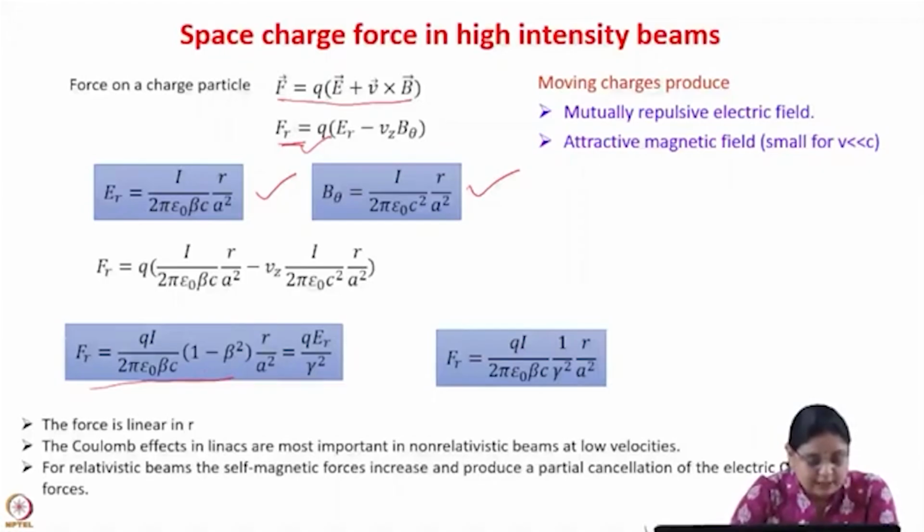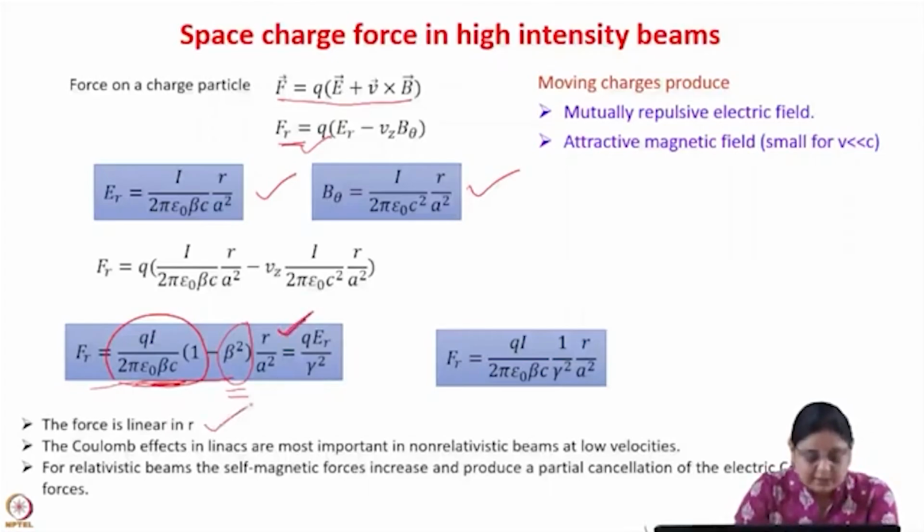So here we see that there are two components to this force. One is due to the electric field, the other is due to the magnetic field. The component of force due to the electric field is repulsive, and due to the magnetic field is attractive. You can see here because there is a minus sign here. So we can also see that the force is linear in r.